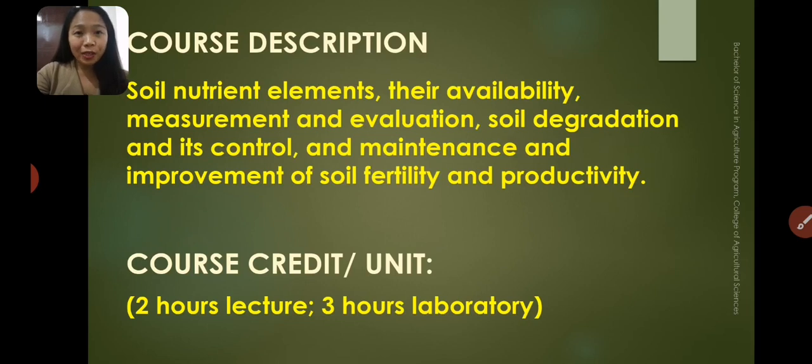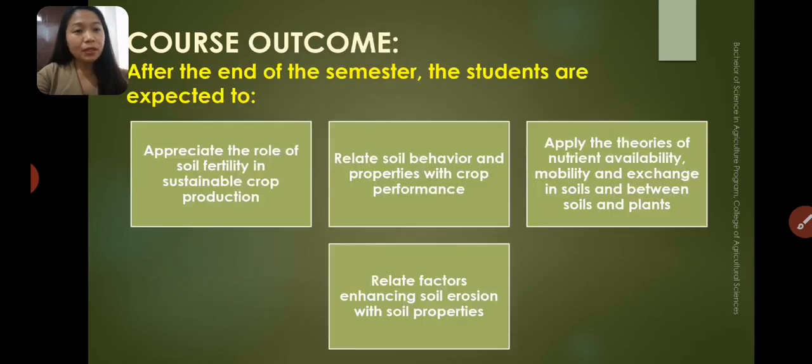For the course description, the course will contain soil nutrient elements, their availability, measurement, and evaluation, and then soil degradation and its control, and maintenance and improvement of soil fertility and productivity. For the course credit, you have to undergo 2 hours lecture and 3 hours laboratory per week. So it is a 3-credit unit.